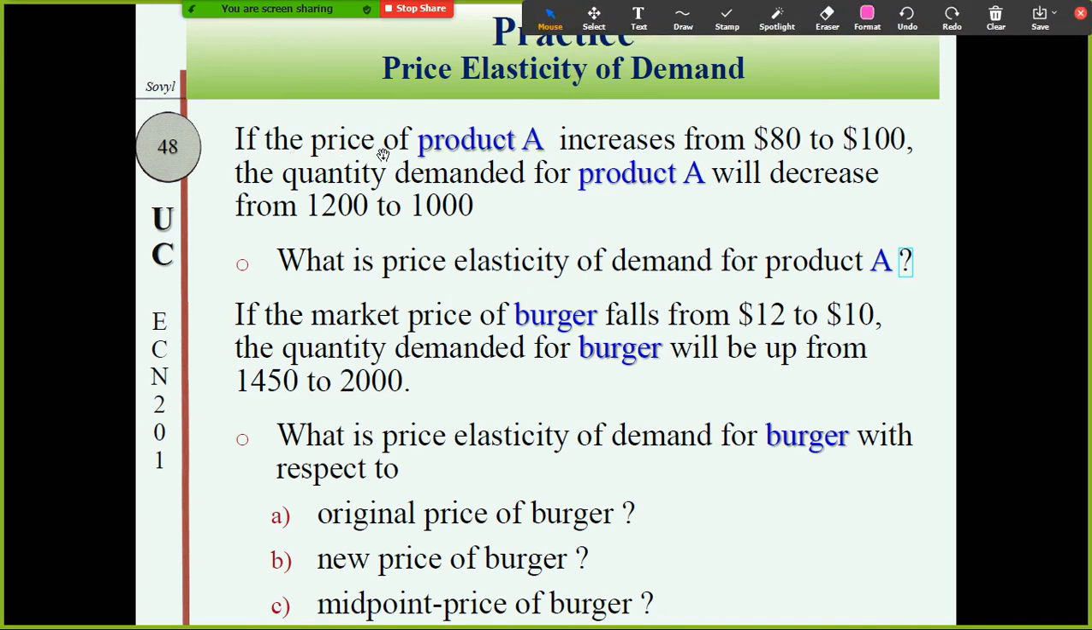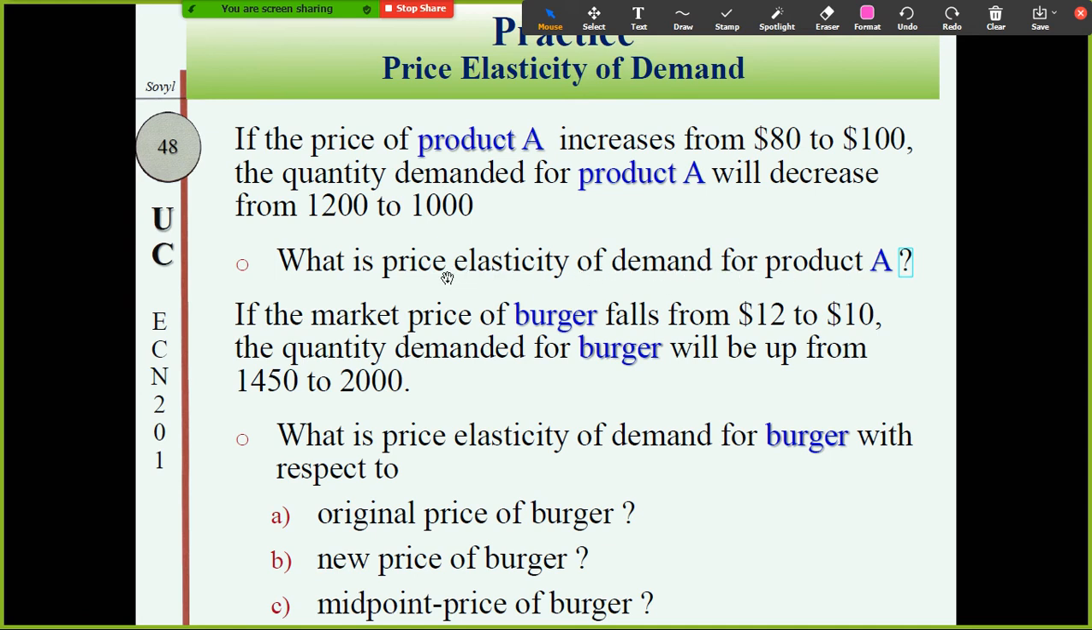If the price of product A increases from $80 to $100, the quantity demanded for product A will decrease from 1,200 to 1,000 units. What is the price elasticity of demand for good A? Okay, look at this one. What is the price elasticity of demand for good A?